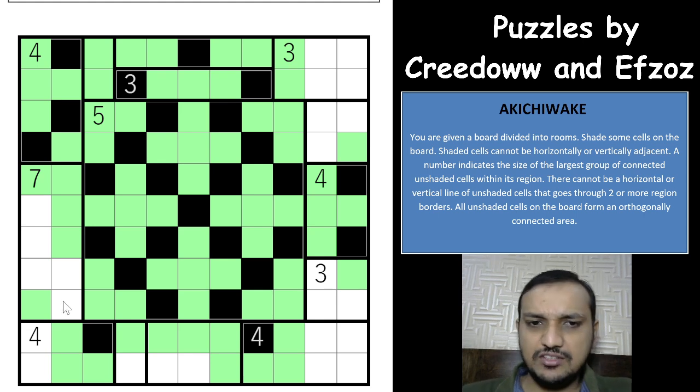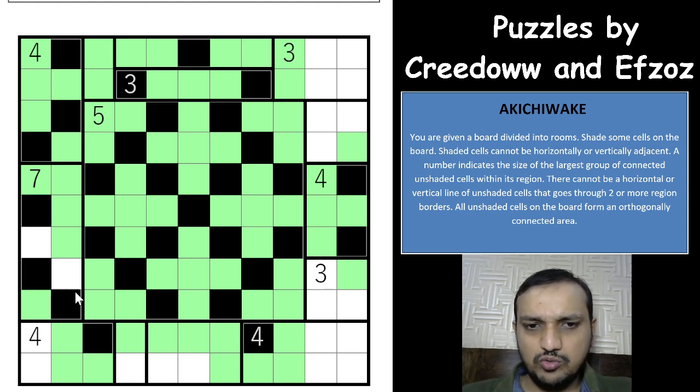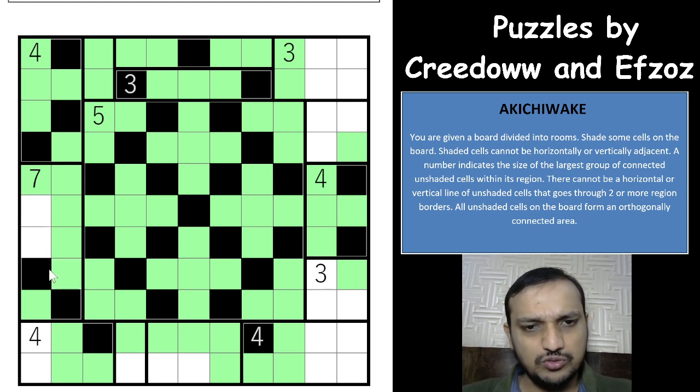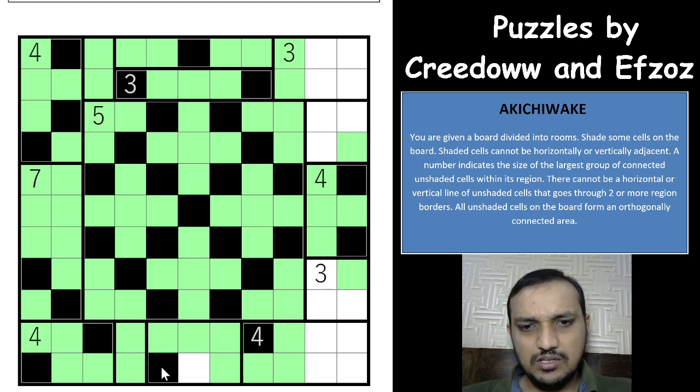What happens if I shade 3 cells? The 3 cells would have to be these 3 cells, and then you don't have 7 unshaded cells, so you can have only 2 cells shaded, and this is the only way. So this is unshaded, this is shaded, this is unshaded, this is shaded, right? Amazing.